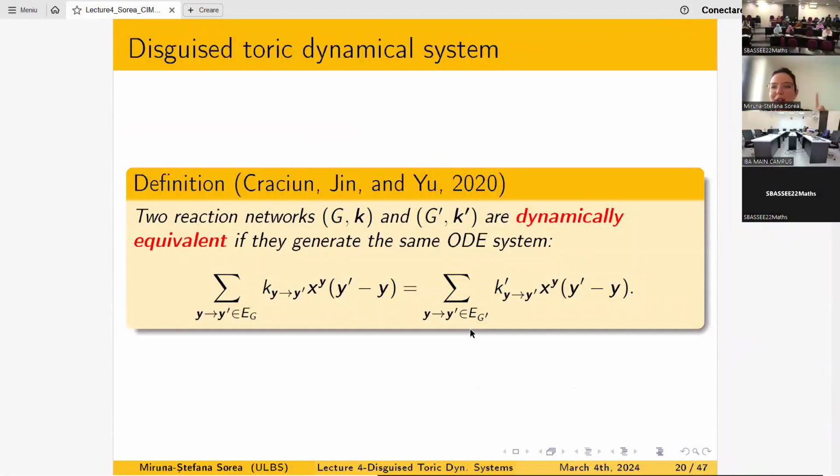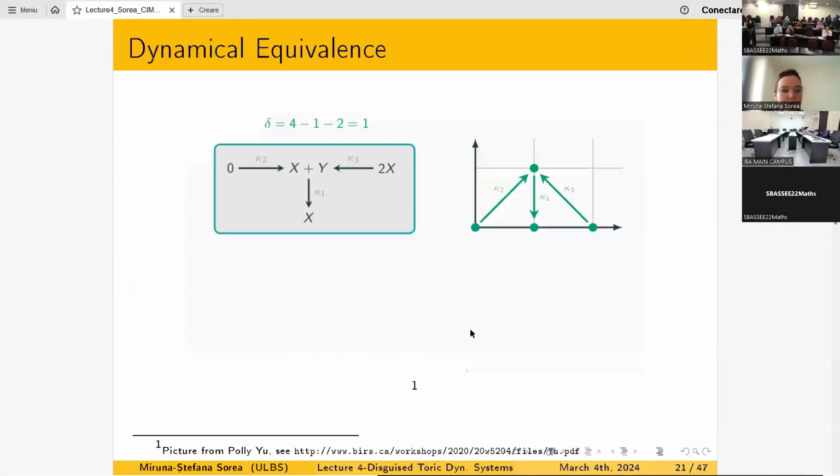But for the example, I actually need one more definition. But I'll come back to that. I mentioned already the dynamical equivalence; to understand this definition first, we say that two reaction networks or two graphs are dynamically equivalent if they generate the same ODE system. In the example it will be more clear. The right-hand side of the ODE system will be the same, but coming from different graphs.